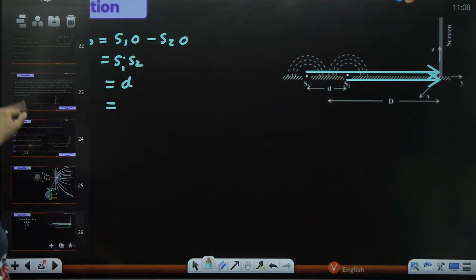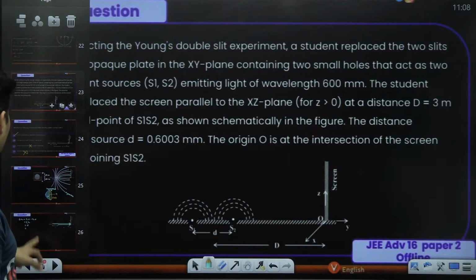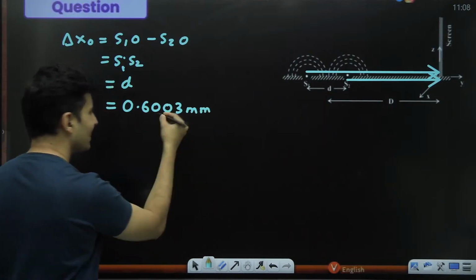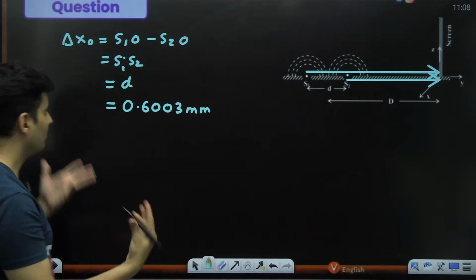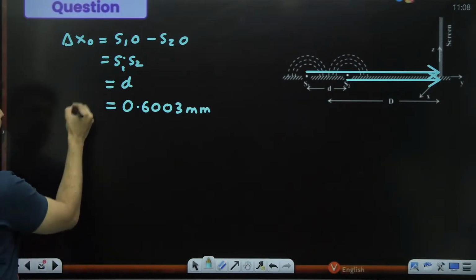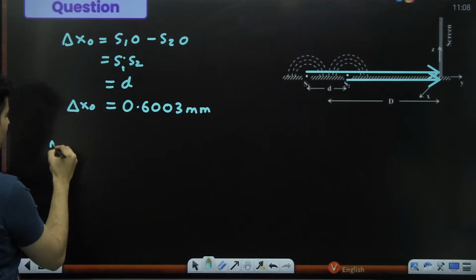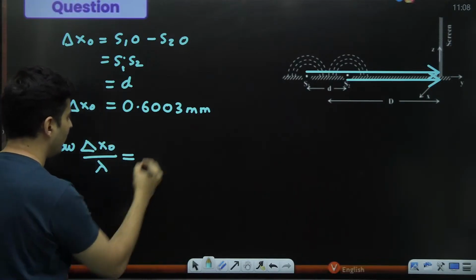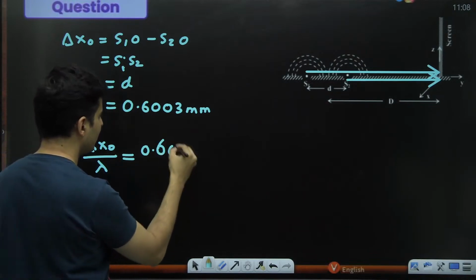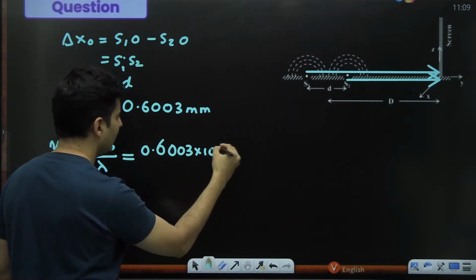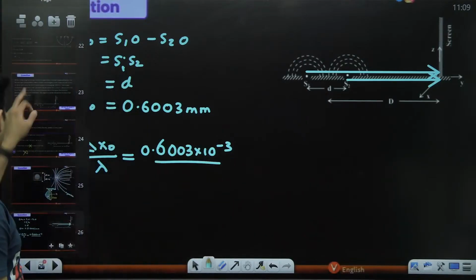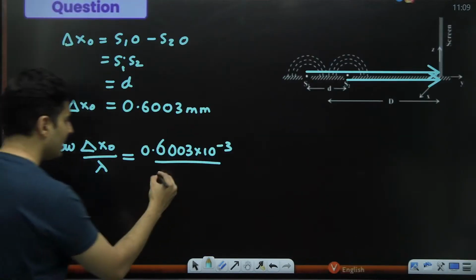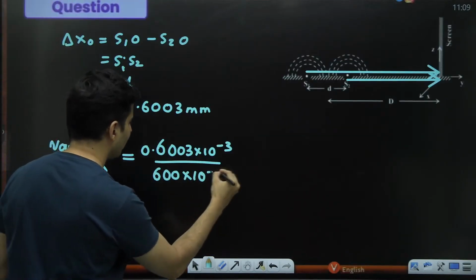And how much is d? I think that is already given: 0.6003 millimeters. Don't say, sir, ignore that 3. Maybe that has some significance. Now, like I have told you before, think: how much multiple is this delta x as compared to lambda? So it is 0.6003 millimeters, 10 to the power minus 3, divided by lambda. Wavelength is 600 nanometers, so divided by 600 nano, which is 10 to the power minus 9.